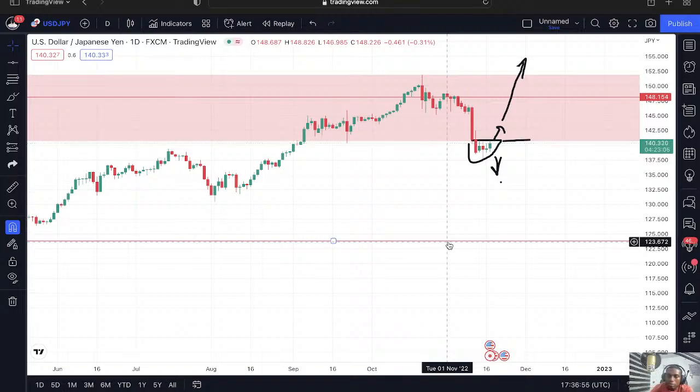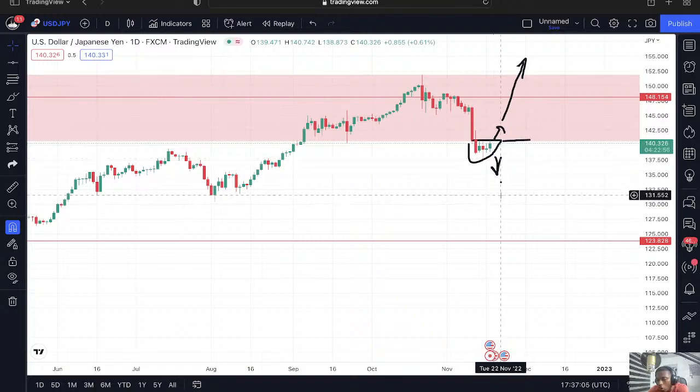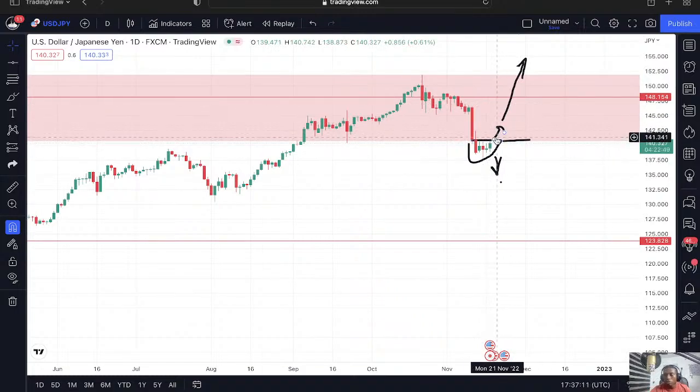Are we together? So here we are looking out for either a potential breakout to the downside or a breakout to the upside. Either way, you have to position yourself. Okay?